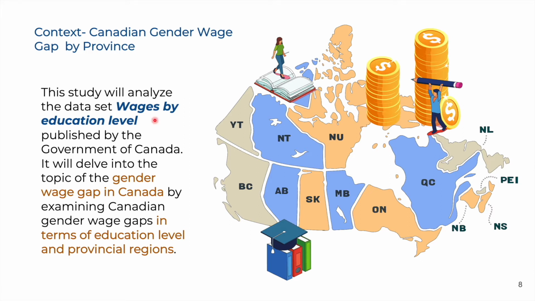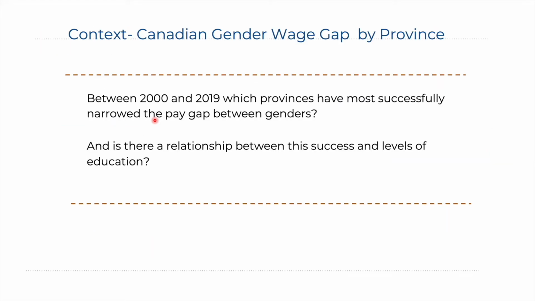We use the dataset Wages by Education Level, published by the Government of Canada, to examine two questions. First, between 2000 and 2019, which provinces have most successfully narrowed the pay gap between genders? Second, is there a relationship between this success and levels of education? I will now pass it to my group member Tanya to talk about how we prepared the data.